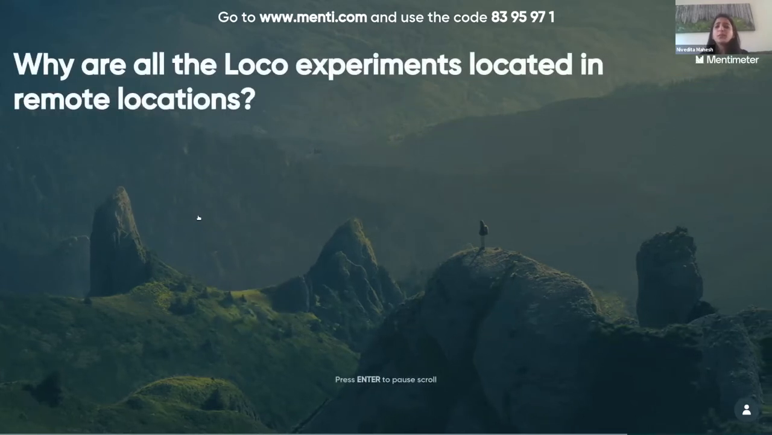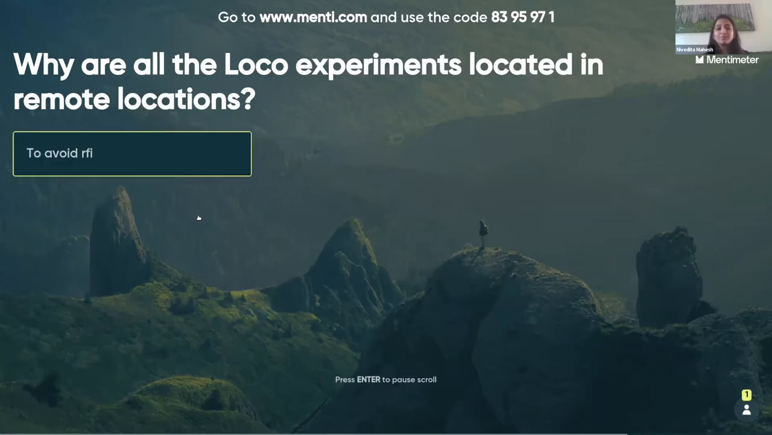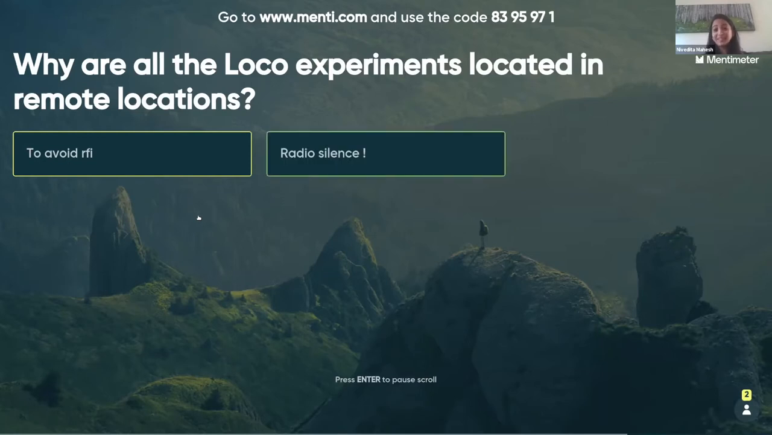Why are all the LoCo experiments located in remote locations? Like in Western Australia, a desert in South Africa. To avoid RFI. Yep. Radio silence.